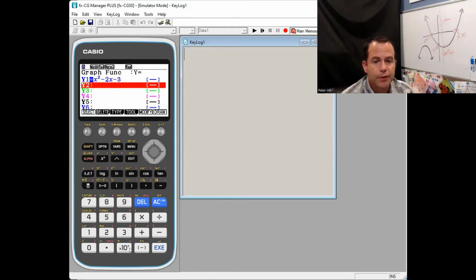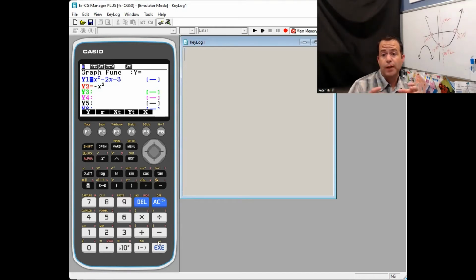Okay, and then in y2, we're going to go negative x squared. Make sure you do a negative sign there. Your calculator does differentiate between what a subtraction sign does and what a negative sign does. So make sure you start with that negative sign, and then subtract 2x. Don't go back to the negative sign there. It needs to be a subtraction sign now. And then subtract 3. Okay, and we're going to hit enter.